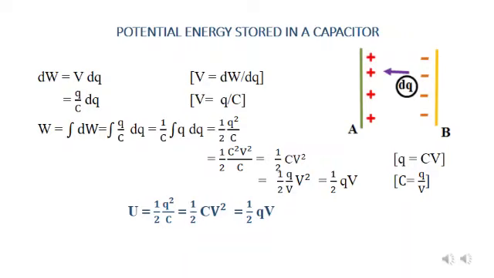Since the total work done to store the total charge is converted into the total potential energy, the total potential energy stored in a capacitor is U equals half q square by C, or half CV square, or half q into V.